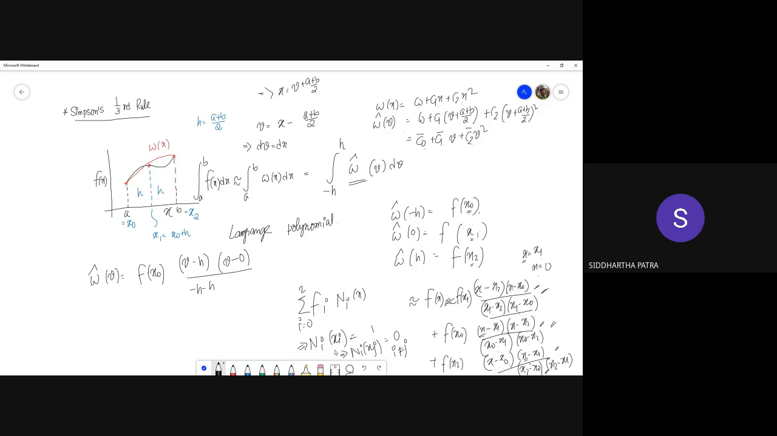So if n_i, for example n0, this function would be somewhat like n0. Okay, it's a function of x, it's not a constant. And this is only 1 when x equals x0, and at x equals x1 and x equals x2, it is 0. So this satisfies that the approximate function has a value of f of x0 at x equals x0. And when x equals x1, it will also have the value f of x1.